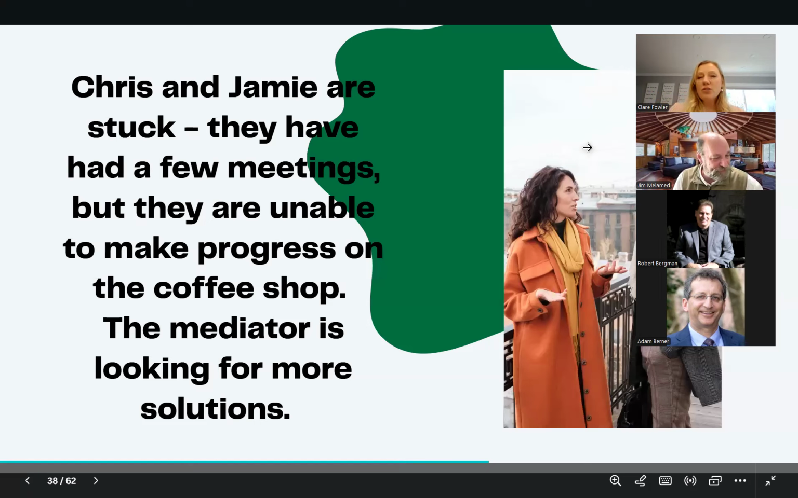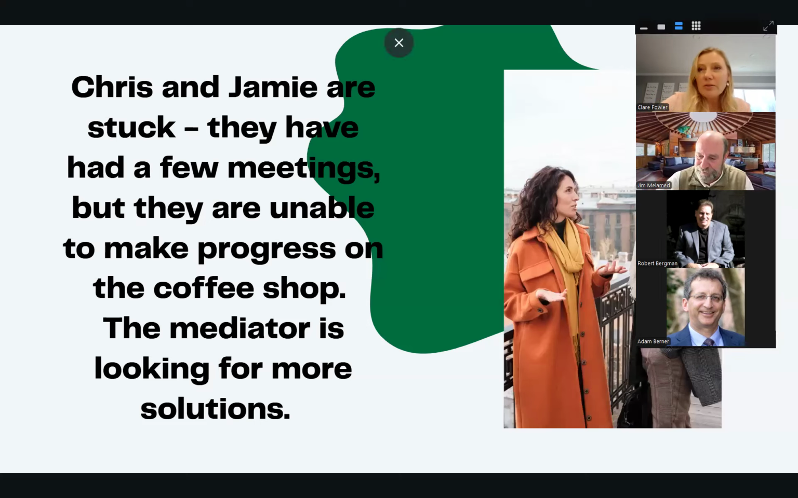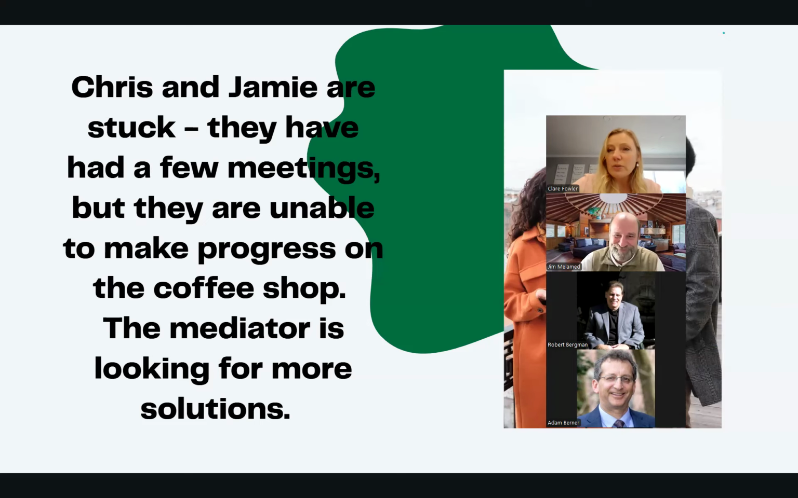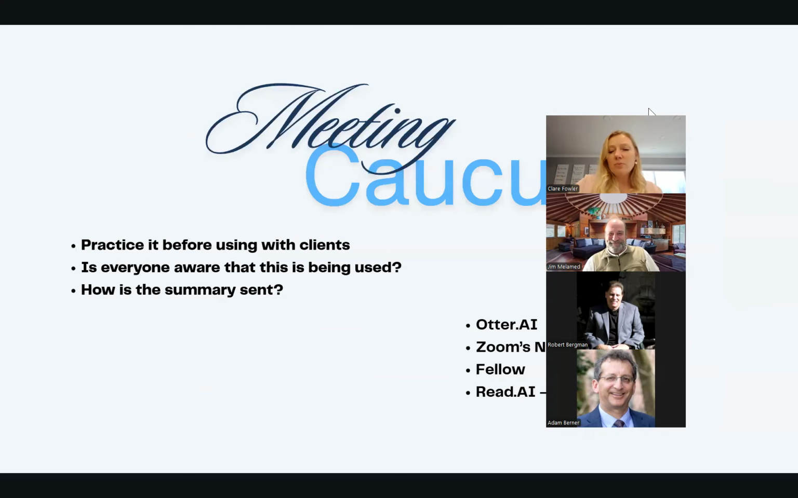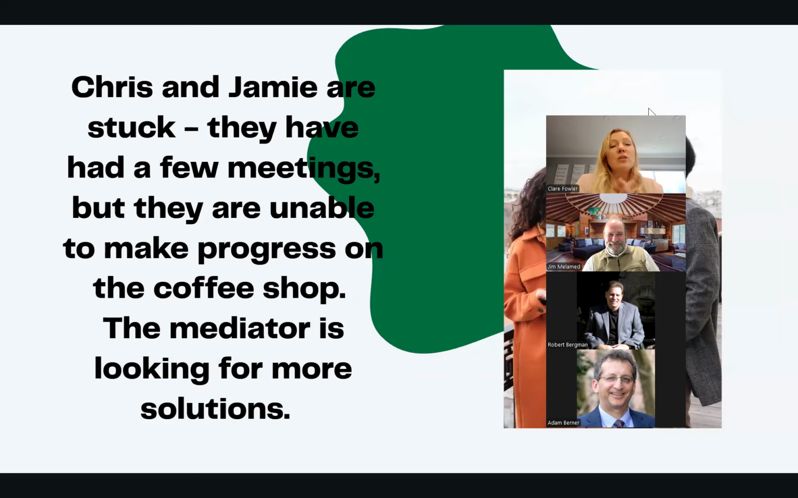So, Chris and Jamie, as you might have noticed, they've changed their appearance again, and that's fine. That's their choice. Chris and Jamie are getting stuck. They've had a few mediations at this point, but they're unable to make progress on the coffee shop. And so they have turned to the mediator to say, we need some more solutions. We need help negotiating. Do you have a tool? Do you have something else? Because at this point, we don't know what to do.